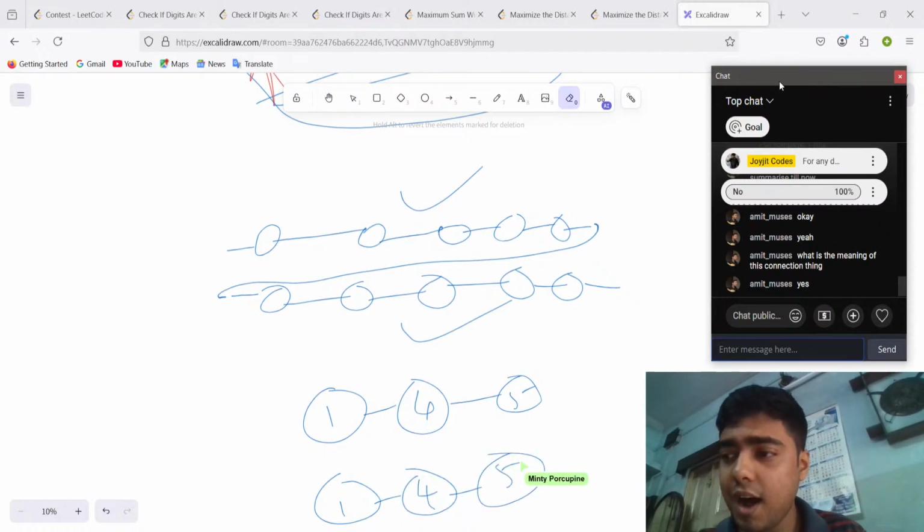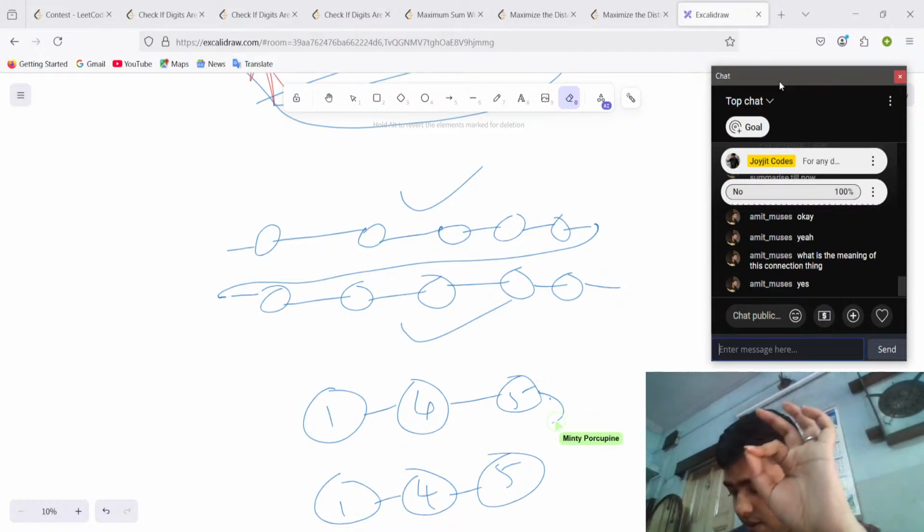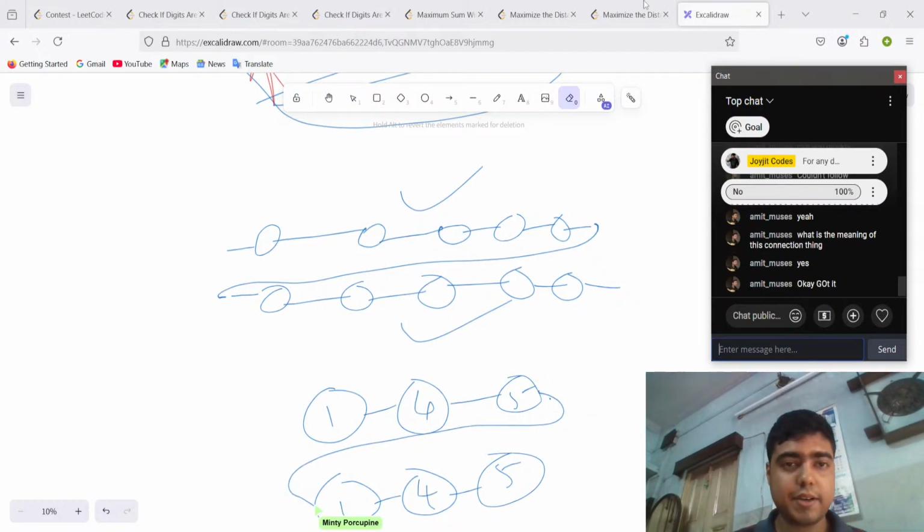And after that, the last point I am going to connect to the first point of this. So it is still a 1D. Okay, got it. Great.